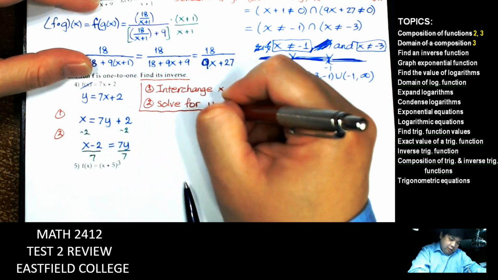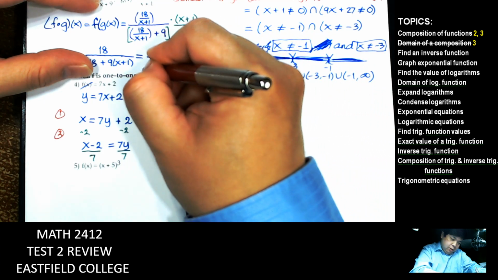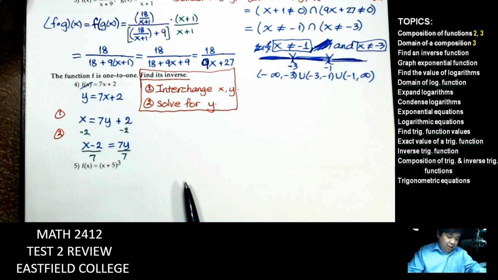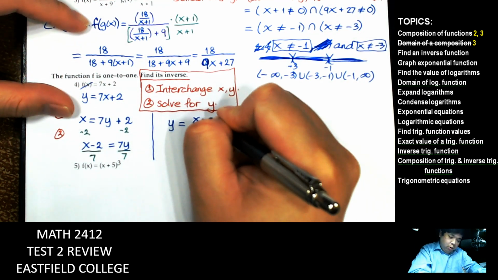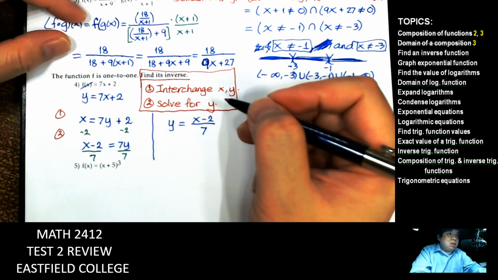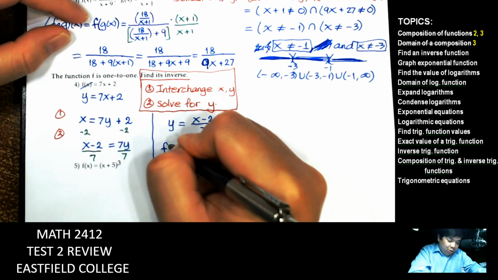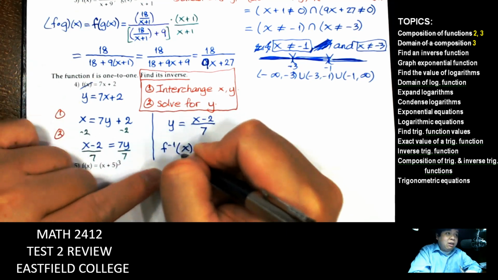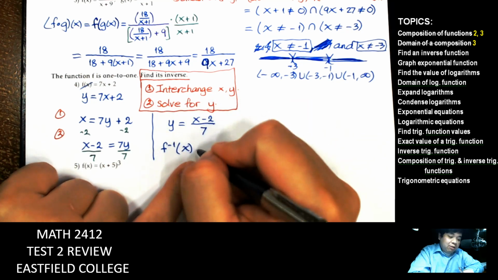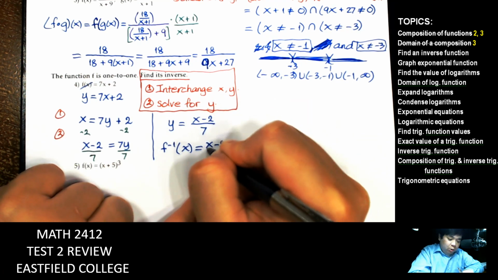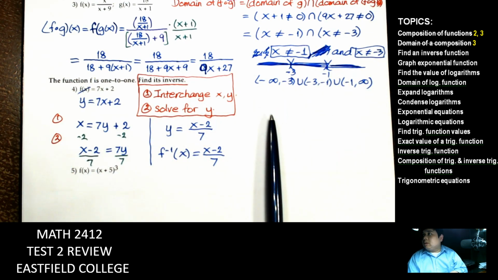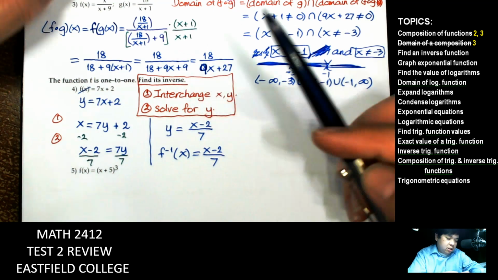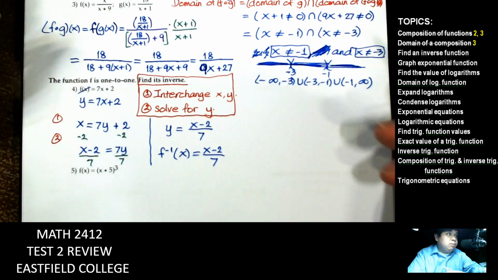That is to find the inverse. Next, we will have y equal to x minus 2 over 7. And pretty much it. For cosmetic, we just rewrite using the notation for the inverse, f to negative 1. But we just say f inverse equal to x minus 2 over 7. So that is the inverse of that function.